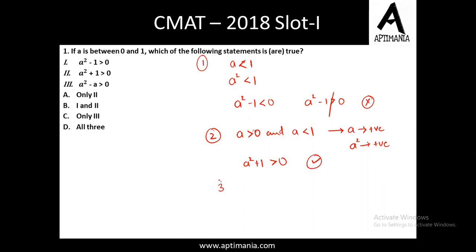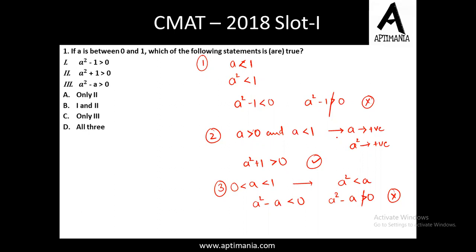Let's get to the third statement. If A lies between 0 and 1, then A square will be less than A, and A square minus A will be less than 0, whereas it is given to us that A square minus A is greater than 0, which is a false statement. So only the second statement is true.